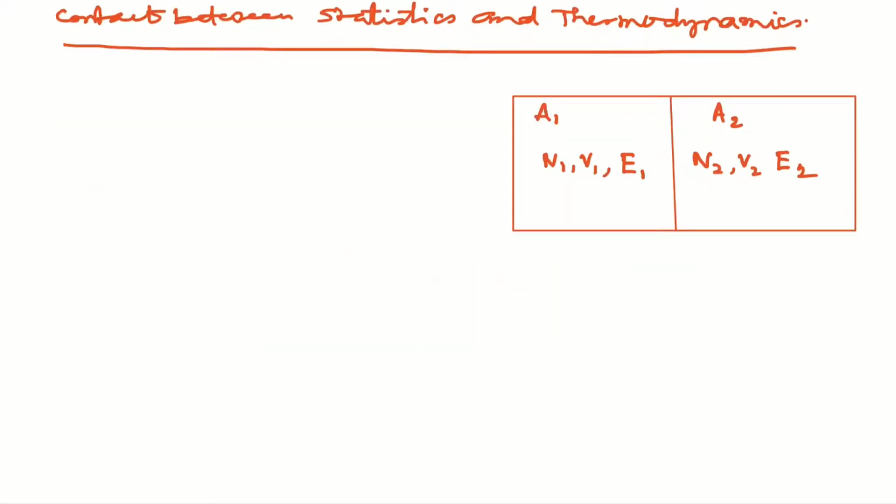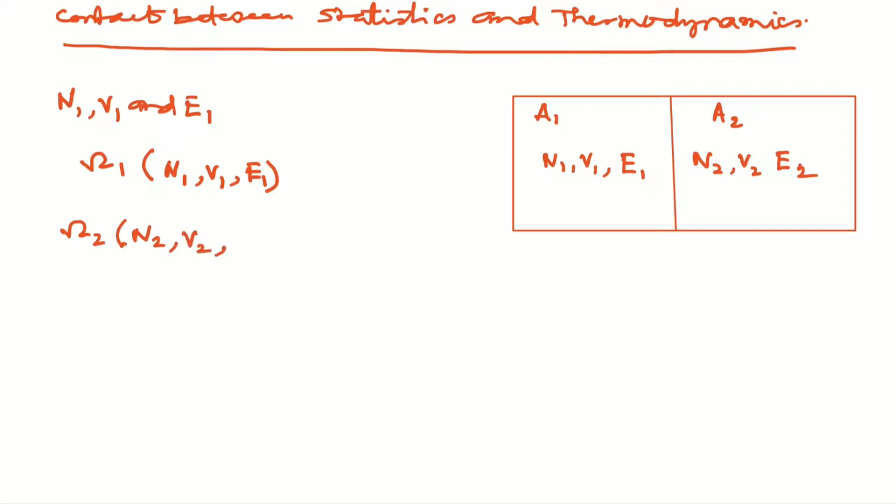Let's consider two physical systems, A1 and A2, which are separately in equilibrium. Let the macrostates of A1 be represented by the parameters N1, V1 and E1, so that it has omega 1 possible microstates, and this number omega 1 will be, as we have mentioned earlier, a function of N1, V1 and E1. Similarly, let's take omega 2 as the number of microstates for system A2, and that will be a function of N2, V2 and E2.